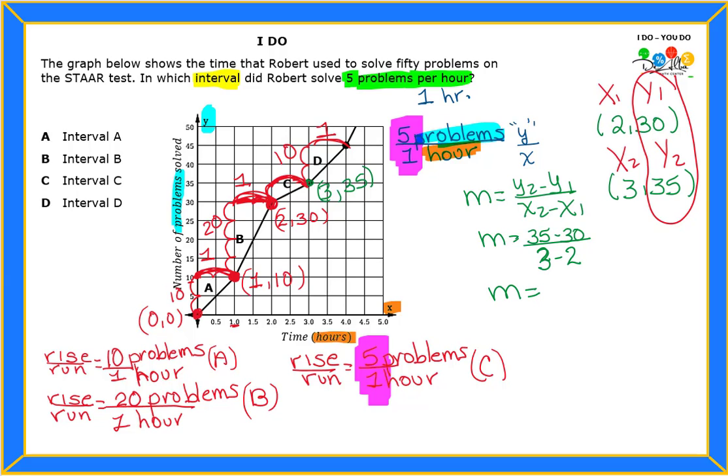Okay, so let's work it out. What's 35 minus 30? It's a 5. And 3 minus 2 gives me a 1. So what do you notice here? I got exactly the same answer, right? And again, remember that the y has to do with the problems, and the x has to do with the hours. Very good. Therefore, my answer for this should be letter C.